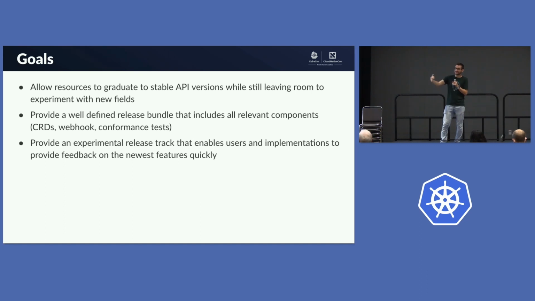Then we wanted to provide a well-defined release bundle. So every time we release Gateway API, we want to include everything, a set of conformance tests, a webhook, and a CRD, and attach some kind of semantic version to that.